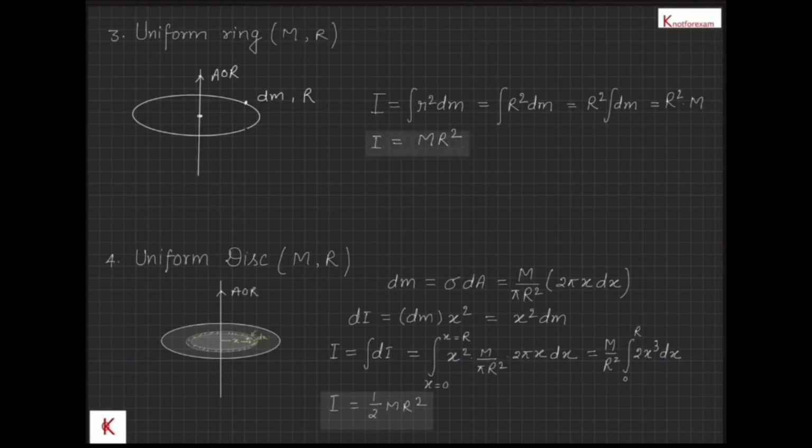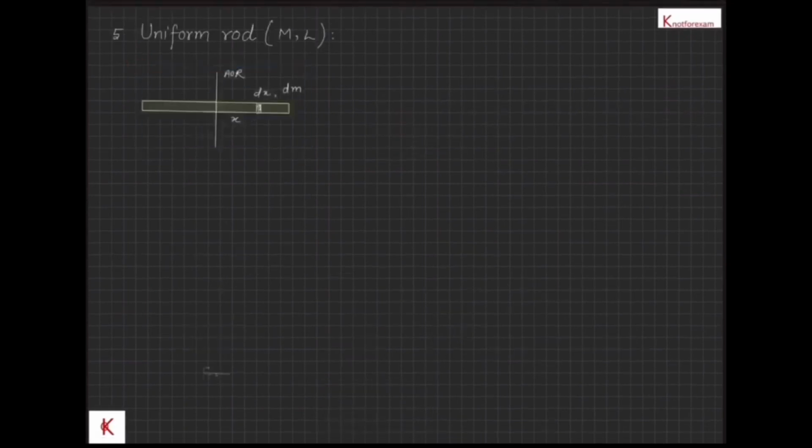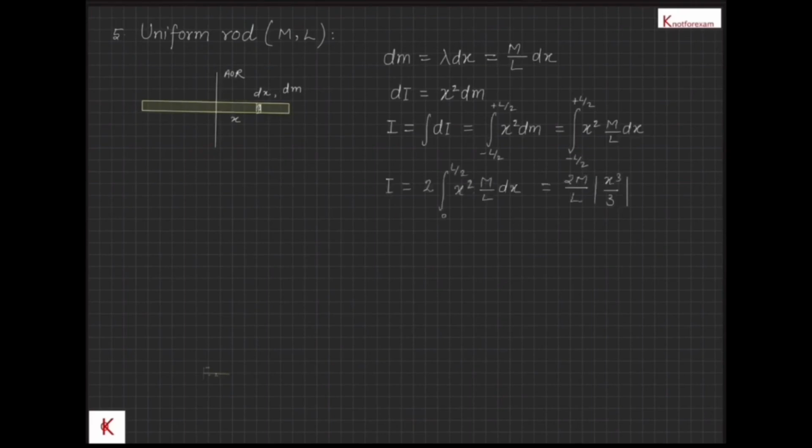Now the moment of inertia of a uniform rod of mass m and length l about its perpendicular bisector. The contribution of an element of length dx is x squared dm. Then the total moment of inertia will be the integration of dI with proper limits, and you can easily solve it to get I equals 1 by 12 m l squared.